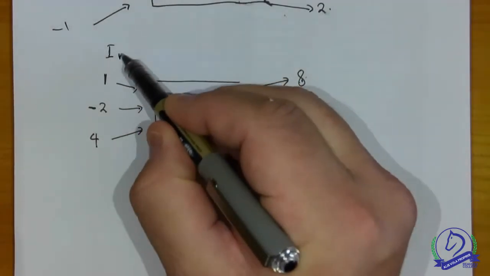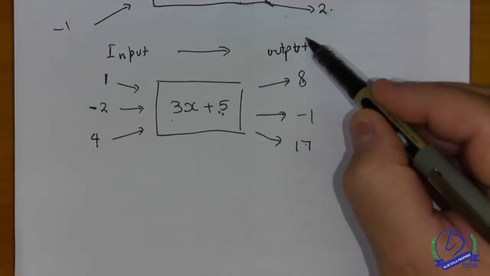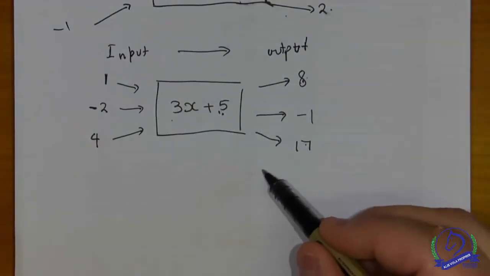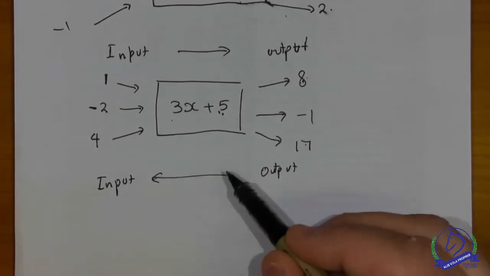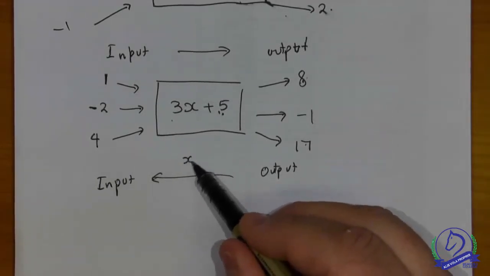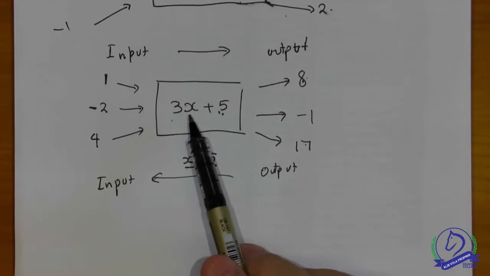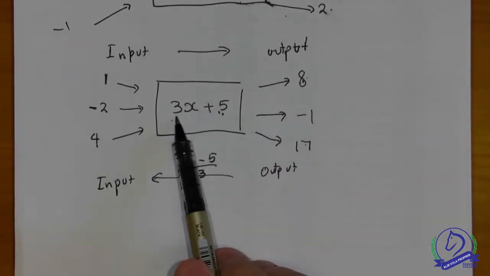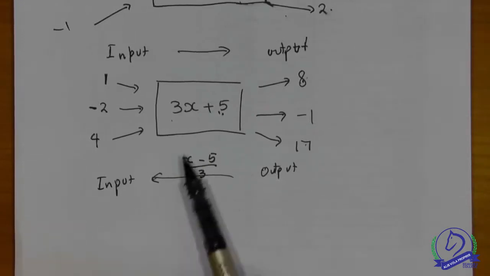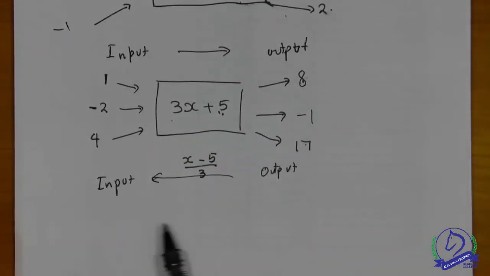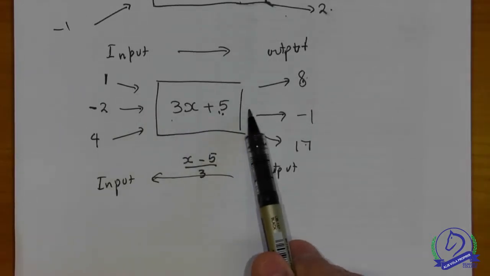From input to output, I used the rule 3x plus 5. From output to input, I used the rule (x minus 5) divided by 3. Again, I just went backwards using the reverse operation. The last thing I do here is the first thing I do there, with the opposite operation. So 3 times x plus 5, when you reverse it, is first subtract 5, then divide by 3, the opposite of first multiplying by 3 and then adding 5. That's how we found the inverse.